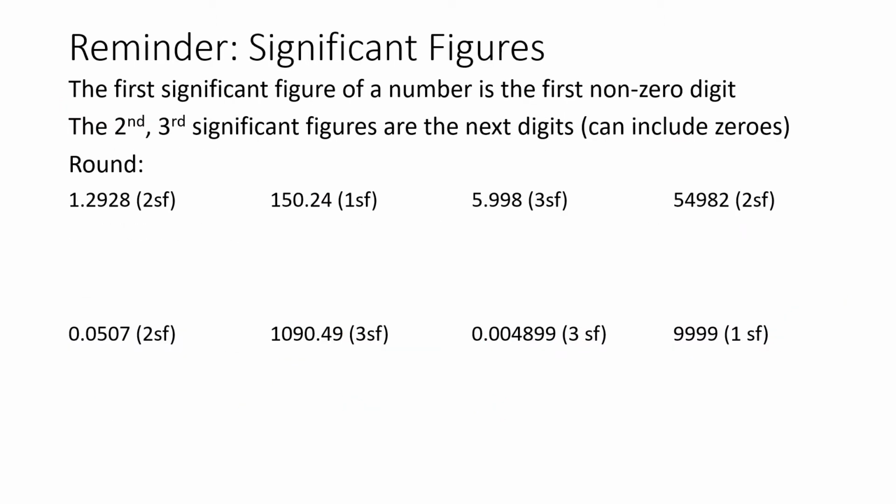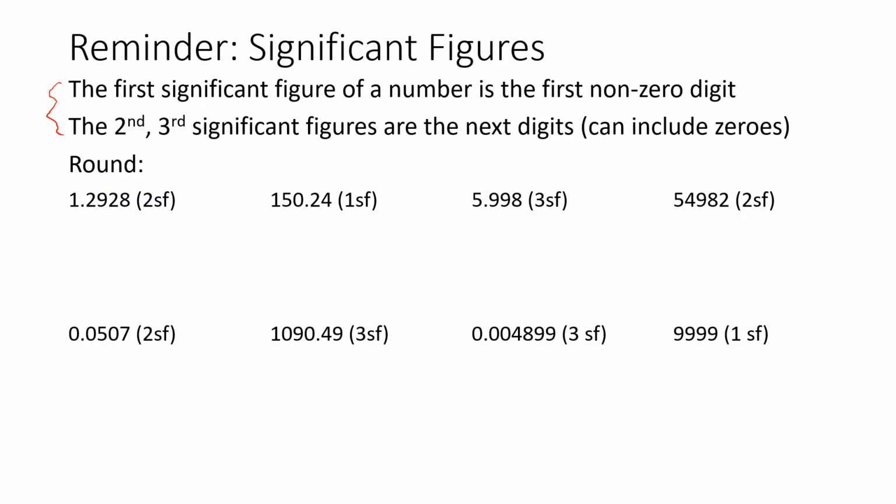Another thing that we looked at in chapter 1 was the idea of significant figures. Again, just want to give you a little bit of a reminder here. The first significant figure is the first non-zero digit, so you don't start counting until you get to something that isn't a 0. The second and third can be zeros, and you just count from that point. So if we were looking at 1.2928 here, the first significant figure would be the 1, because it's the first number that isn't a 0. The second significant figure would be the 2, the third significant figure would be the 9, and so on and so on.